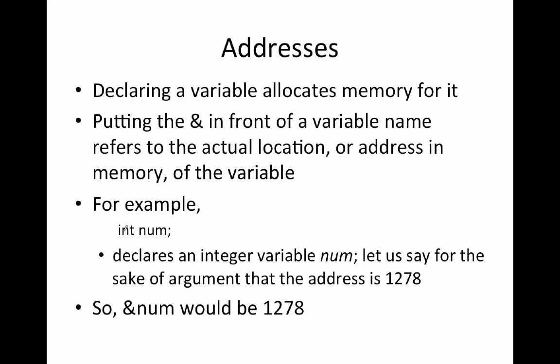So for example, if we declare an integer variable called num, that's going to allocate some location. I'll just draw that as a little box. So it's a location somewhere. Now let's say for the sake of argument that that is location 1278. Then the address of the variable num would be that value, the actual location in memory.